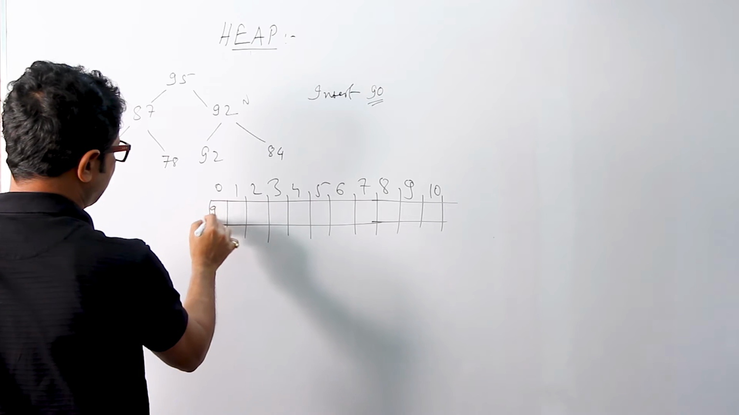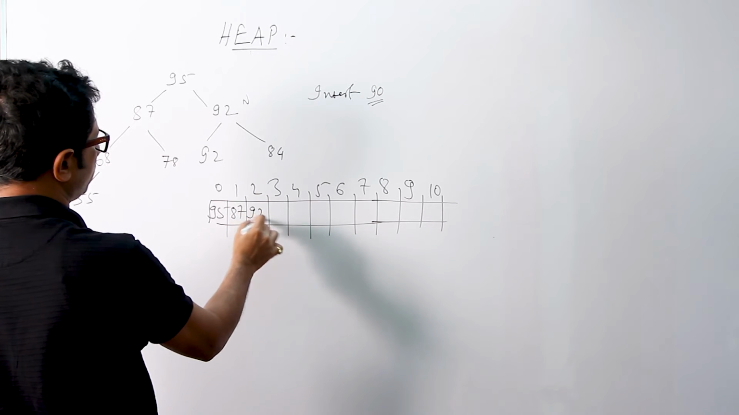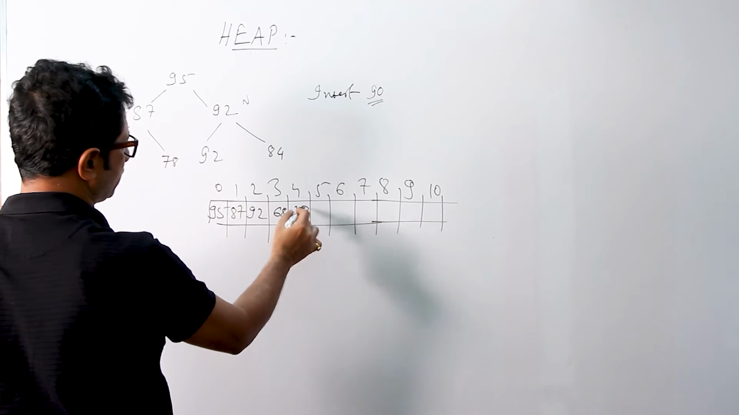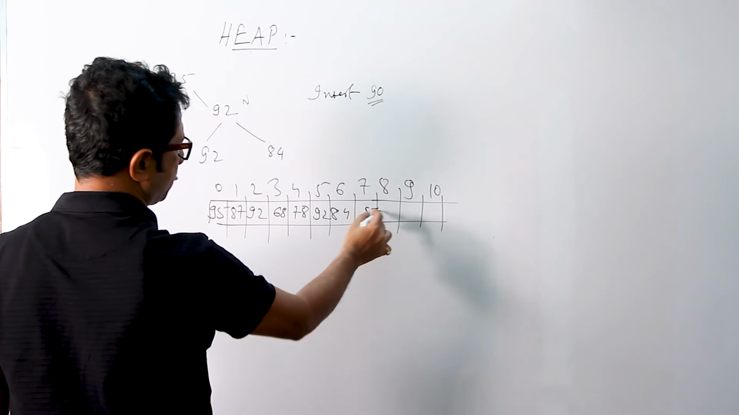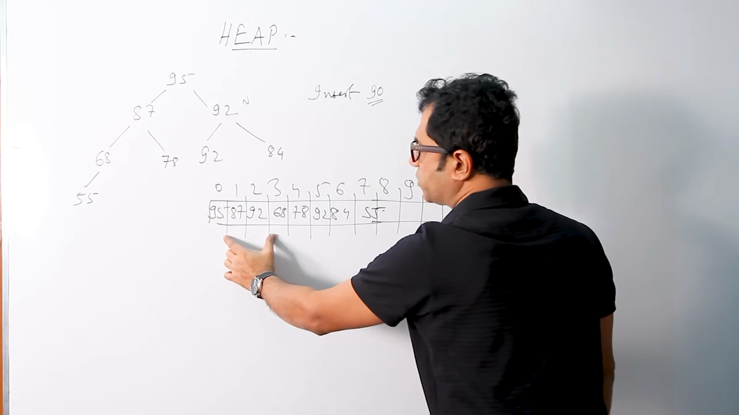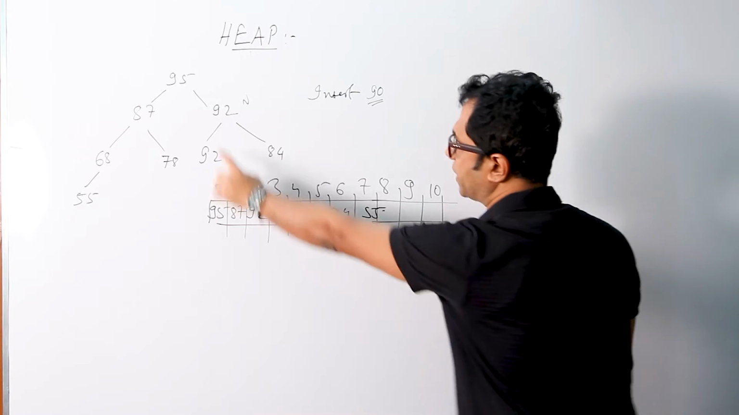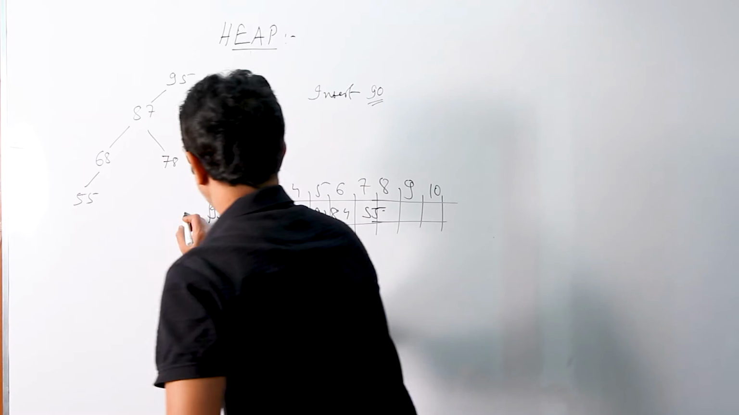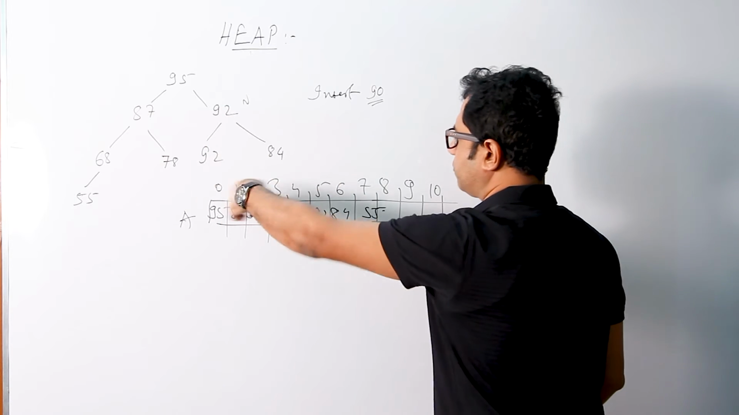That is, we will consider this 95 to be placed over here, we will consider this 87 over here, we will consider this 92 over here, then we will consider 68 over here, then we consider 78 over here, then 92, then 84, then 55. So this is the representation of this max heap in the form of a one-dimensional array. So in this way, by top-down, left-to-right fashion, we will populate this array. Suppose the array name is A, and we are populating the array A in this top-down, left-to-right manner.